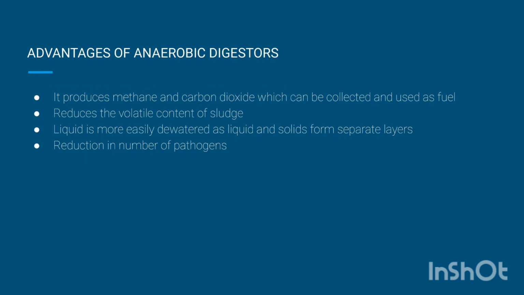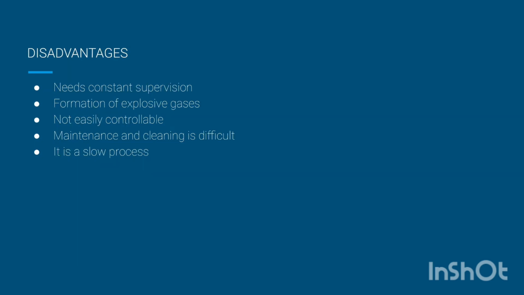Advantages of anaerobic digesters: it produces methane and carbon dioxide which can be collected and used as fuel, and reduces the volatile content of sludge. Liquid is more easily dewatered as liquids and solids form different layers. There is a reduction in the number of pathogens.